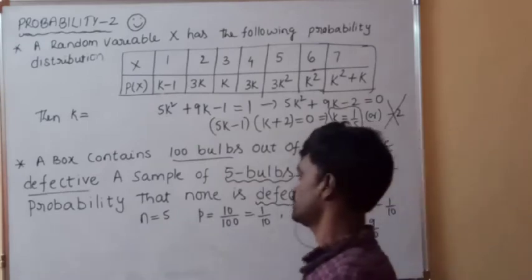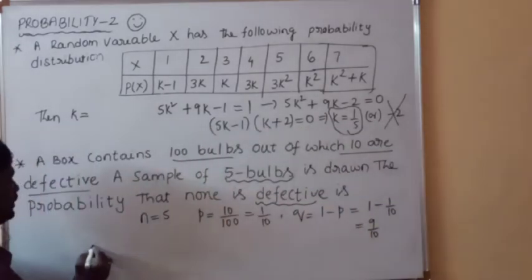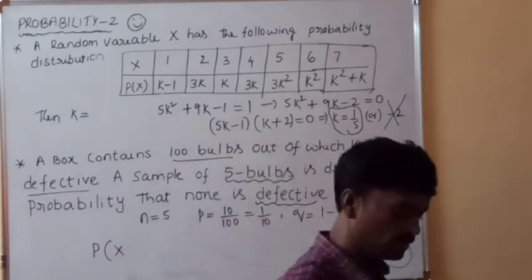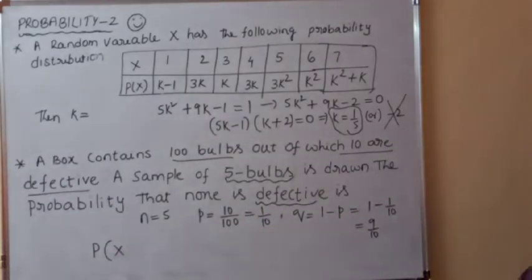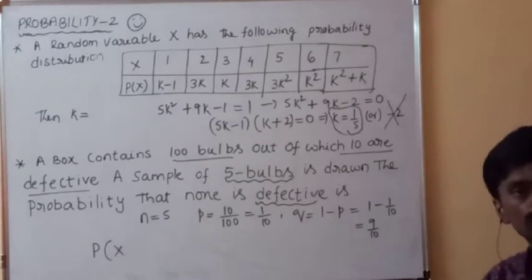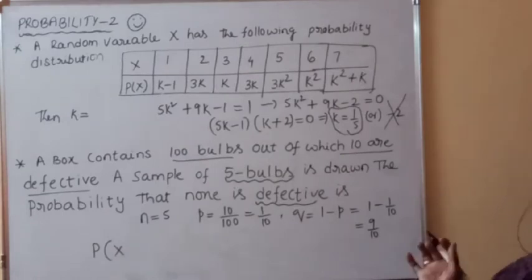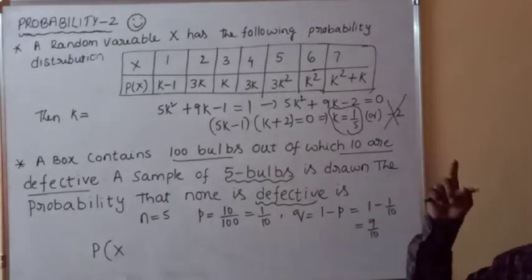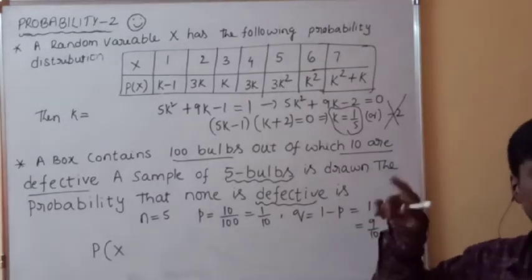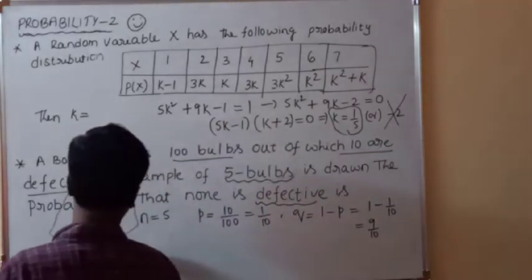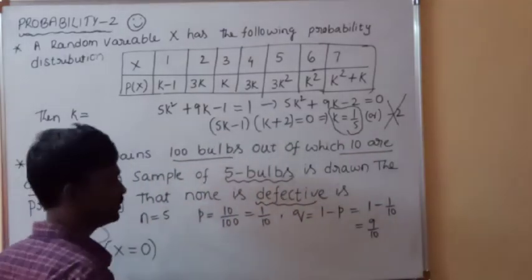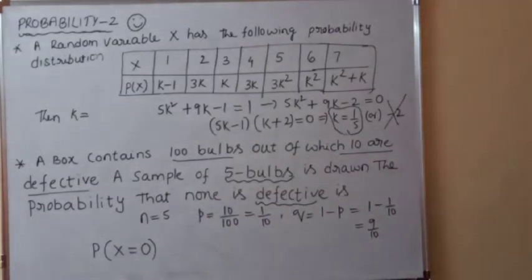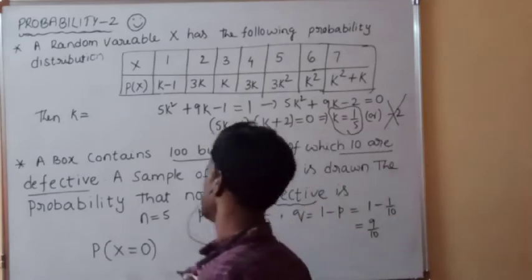Now the question is what? We have to find the probability that none is defective. That means whatever bulbs you have drawn, all those 5 bulbs are non-defective. Because none is defective means the number of defective bulbs from those 5 bulbs is 0. So we have to find the probability of X equal to 0, because here capital X denotes the number of defective bulbs. So probability of X is equal to 0.